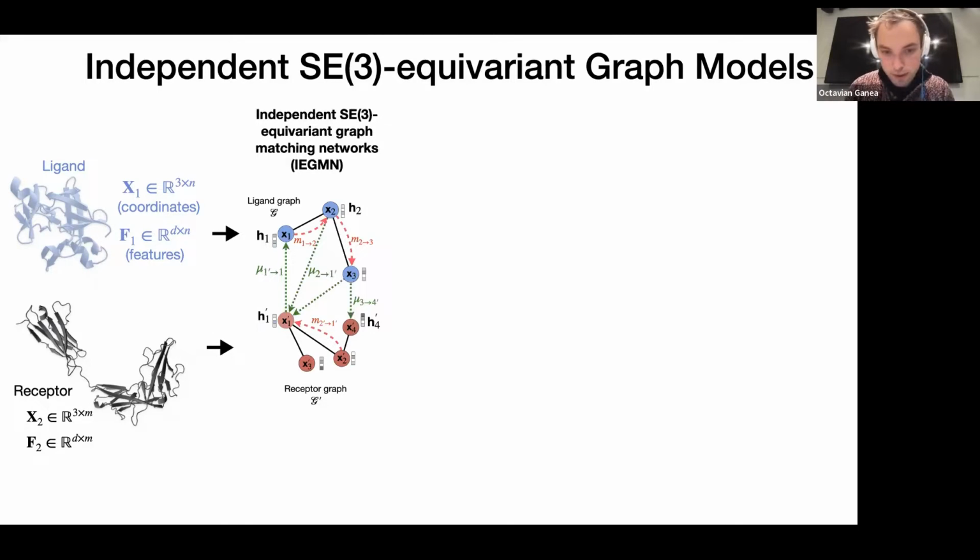but we have to use a special type of message passing neural network. Usually MPNNs act on individual graphs. In our case, we have both intra messages, like standard graph neural networks or standard message passing neural networks. But in addition, we also have cross inter messages, so messages between the two proteins. If people are familiar with the work on graph matching networks, this is taking that one step further and also integrating symmetries and equivariance. So we call our model independent SE(3) equivariant graph matching networks. And let me say what this formally means.